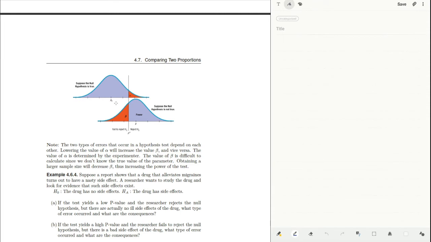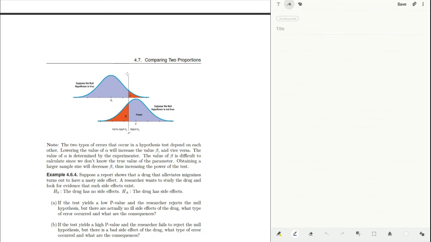Then the probability for a type 1 error is given by alpha, which is the area in the right tail. And so for this example, we're considering the case of an upper-tailed test. Now, if the null hypothesis is false, then the mean of the sampling distribution will be centered at some other value. So we'll call this value P. And the probability for a type 2 error is going to be given by the area in the left tail.